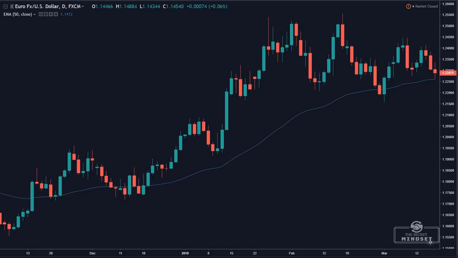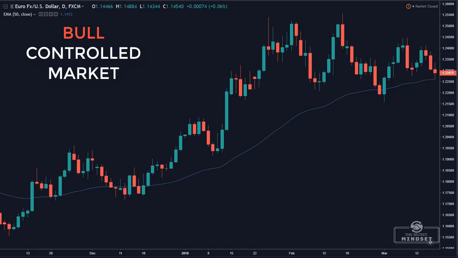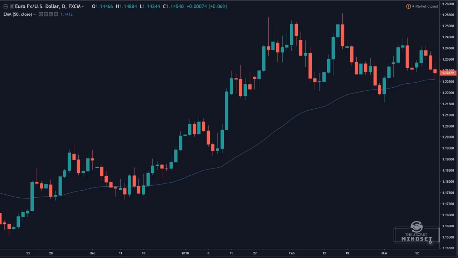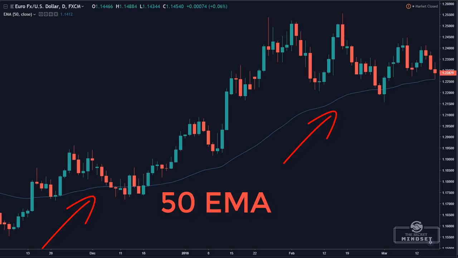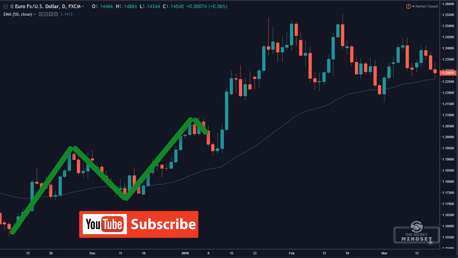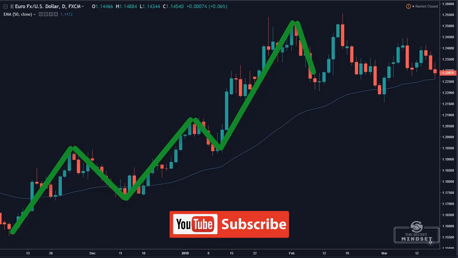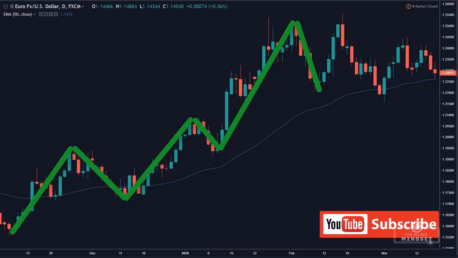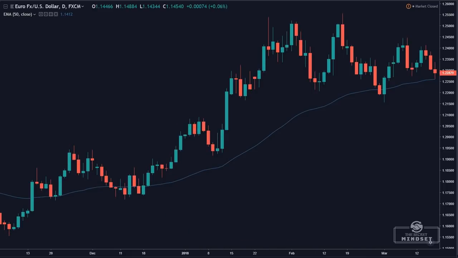Now that we know what to look at when we are analyzing a chart, let's take a couple of examples. Here's a bull-controlled market on the Euro-USD on a daily chart. For a better overview, we added a 50-period exponential moving average to gain a better perspective on the market. Once the price action started to move in higher highs and higher lows, and the price stabilized above the moving average, the bulls took control of the market.